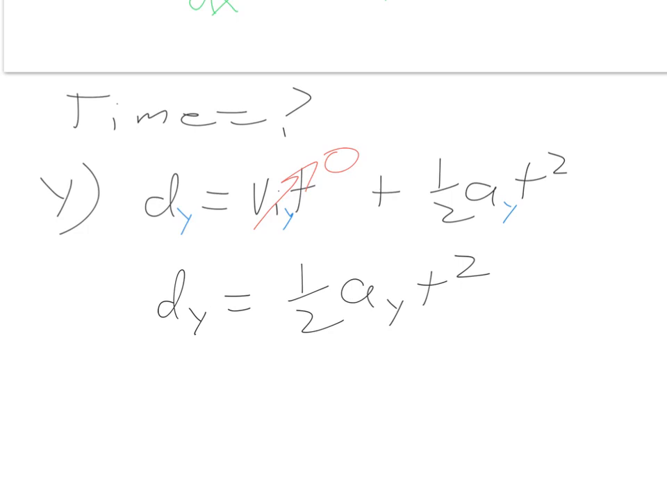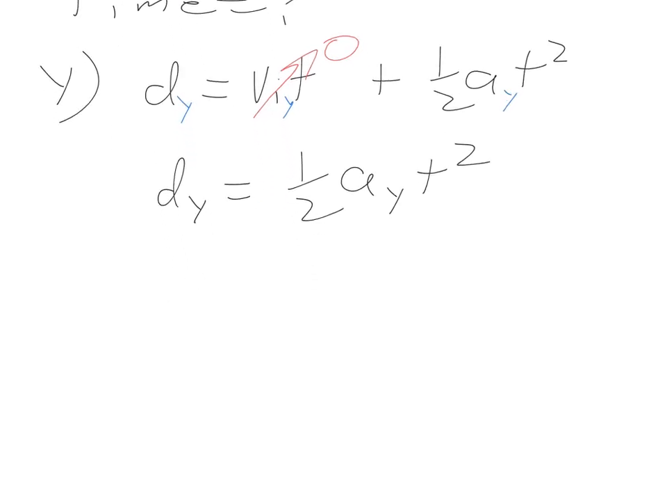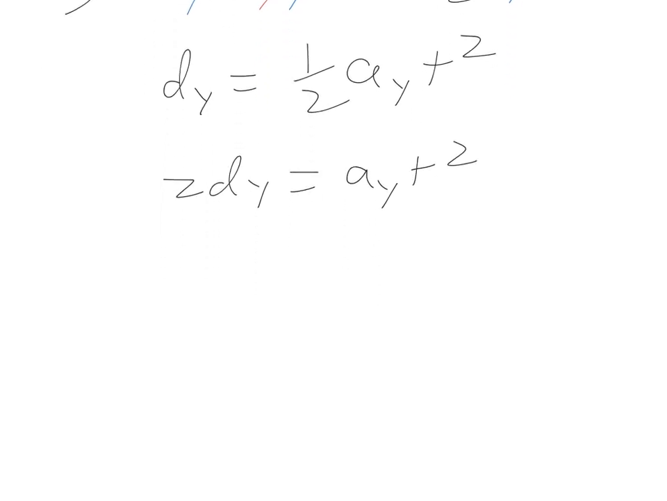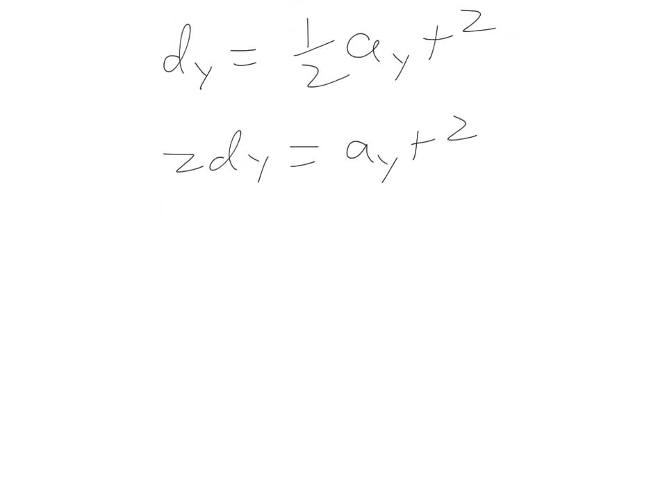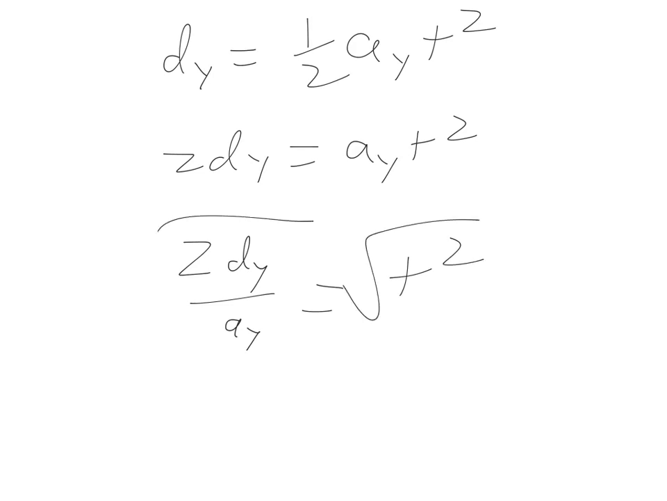So I'm going to go through and do a little bit of algebra to isolate the time. So let's see, 2dy is equal to ay times t squared. I just moved over the 1/2 here by multiplying both sides of the equation by 2. And then the next step is I'm going to divide out that acceleration on both sides. So I wind up with 2dy over ay is equal to t squared. And then the last little step here is I'm going to take the square root of both sides.